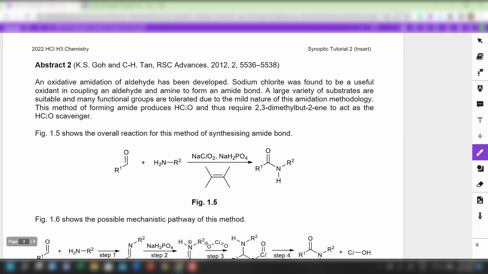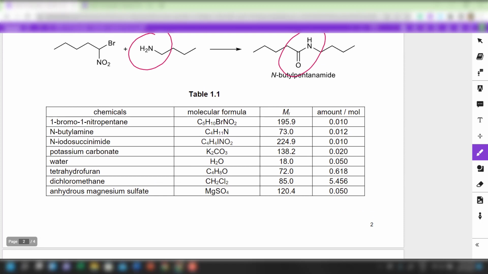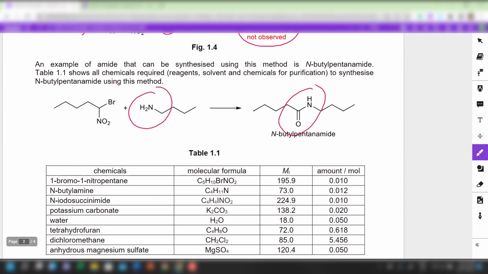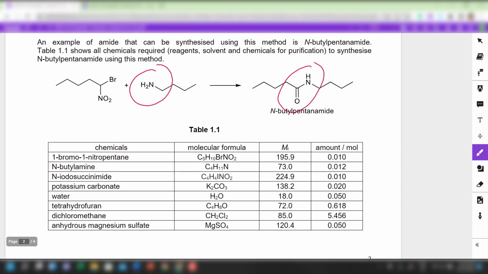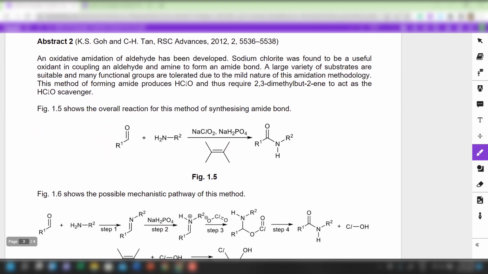Okay, then finally we are looking at the second abstract. The first abstract actually goes quite a bit into details like the Ompolong methods, and then of course they give you some data. Potentially later on they need you to do some calculations. And then abstract 2 is another form of reaction, what they call oxidative amidation of aldehydes. They mention that it has been developed.